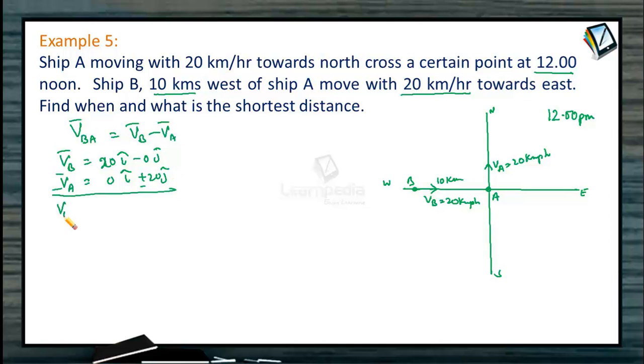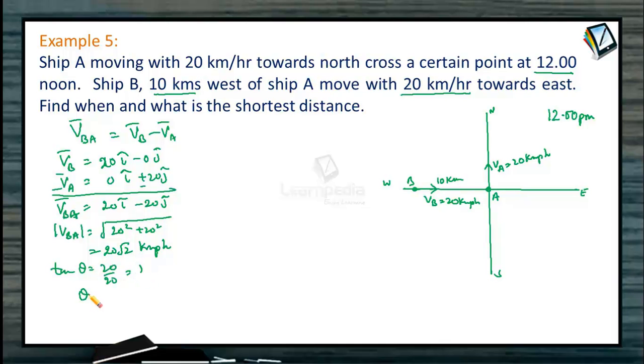So we can write velocity of ship B with respect to A is equal to 20 i cap minus 20 j cap. What is the magnitude of B with respect to A? Under root of 20 square plus 20 square, or we can write 20 root 2 kilometer per hour. At what angle? Tan theta is equal to 20 by 20, which is 1. Theta is equal to 45 degrees. Now we know the relative velocity of ship B with respect to A.